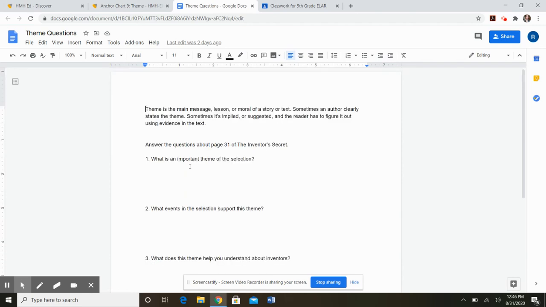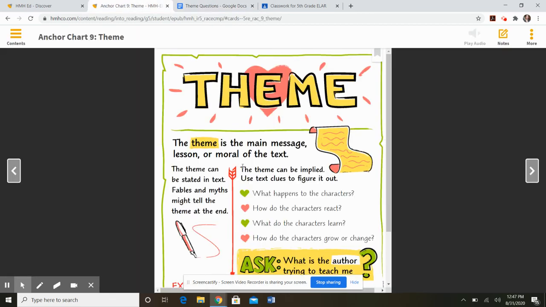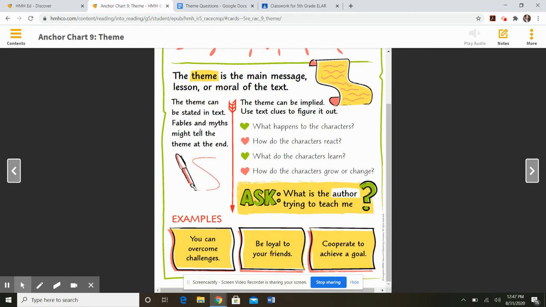Okay, remember, it's a message, it's a lesson, and sometimes it's clearly stated, sometimes it's implied. Think about what the author is trying to teach you. If you have any questions or you need help, please ask me. The anchor chart is on Google Classroom, so you can go back and reference it.